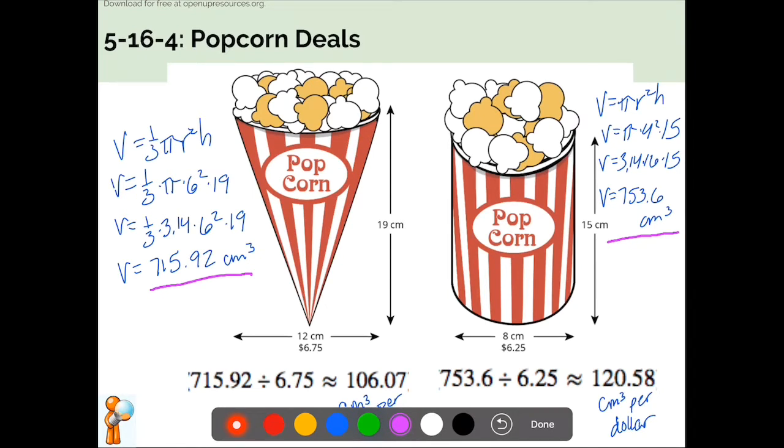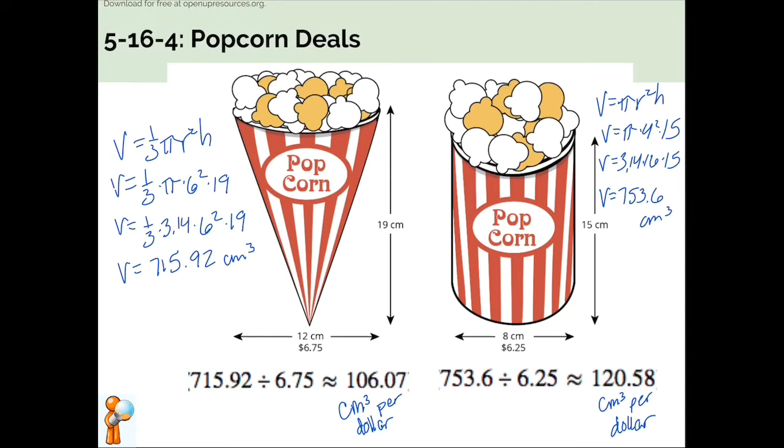And you might already see that, okay, they're selling less popcorn over here in the cone. That is less popcorn for more money. So you might already be able to reason out here that the cylinder is the better deal. But if you went further and did some dividing, you could take that volume, 715.92, divided by your $6.75. You would end up getting 106.07, and what that means is 106.07 cubic centimeters per dollar. So that's how much popcorn you're getting per dollar.